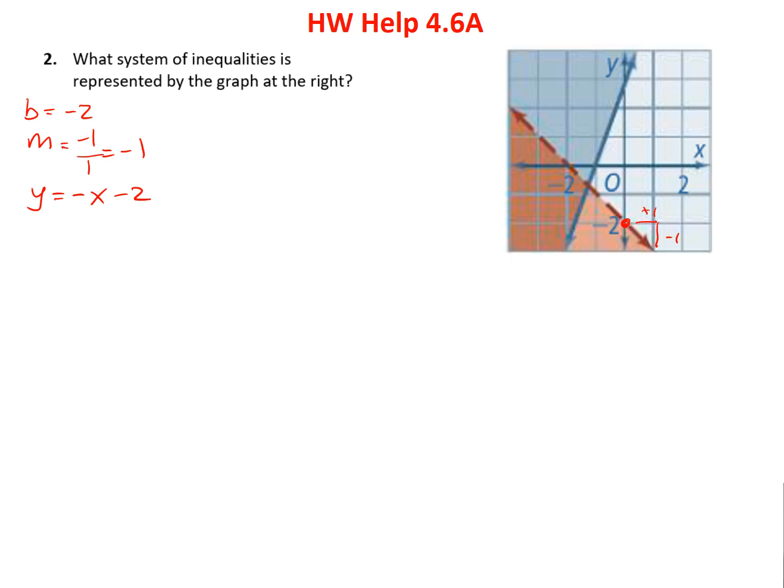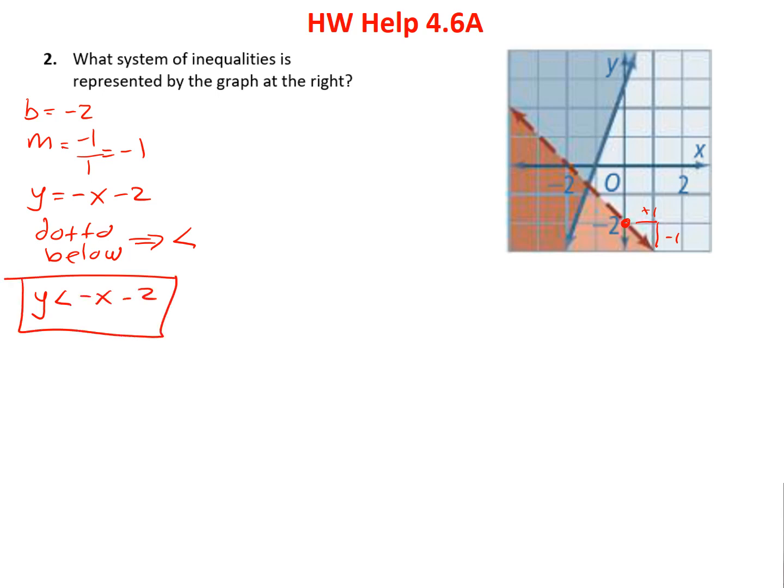Now notice that I have a dotted line and the shade is below. So dotted below implies that my inequality sign is going to be less than, not less than or equal. So my first equation is y is less than minus x minus 2. So that's the first one. Now let's take a look at the blue one.